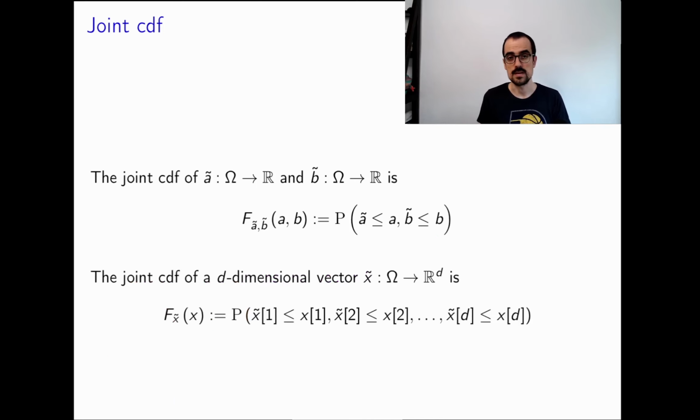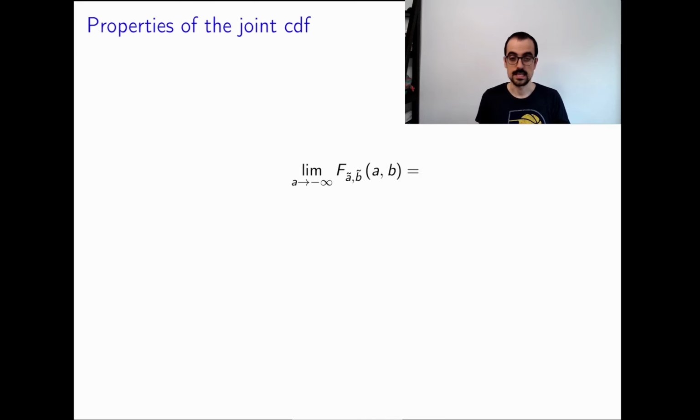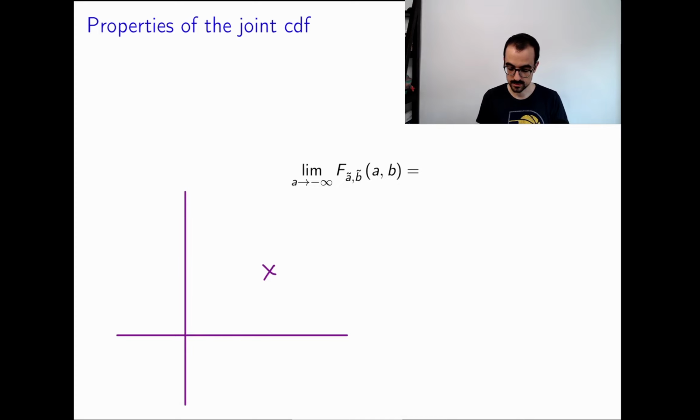In the case of d-dimensional random vectors, we define the joint CDF at a certain point as the probability that the entries of the random vector are smaller or equal to the entries of that point. So same thing. Let's take a look at the properties of the joint CDF. So again, I'll just draw the picture again. We have that the CDF at a certain point here is the probability that we are in this region here.